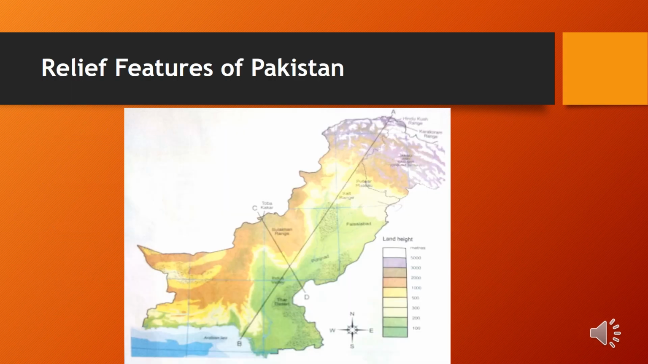This is a relief map of Pakistan. It is showing different features and heights of Pakistan with the help of different colors. At the same time it is showing Pakistan in cross-section from point A to point B, that is from north to south, and from point C to point D, that is from west to east.